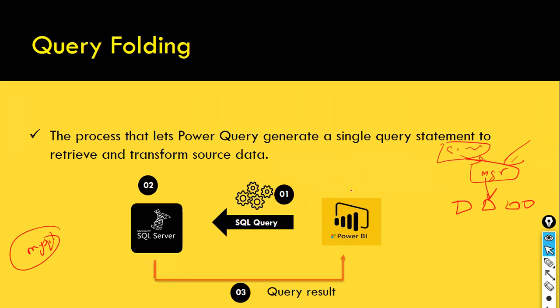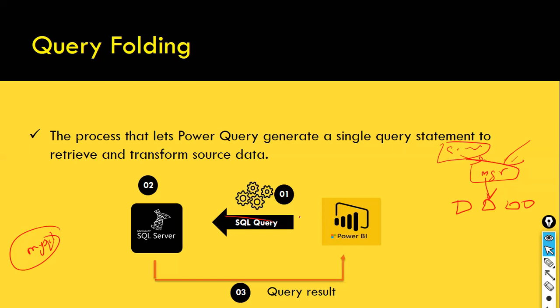Let's say you want to do some kind of data transformation. You go to the Power Query Editor. You want to combine two queries using left join, right join. Whatever transformation you do, for the corresponding transformation, the Power Query Editor smartly generates the query and sends the query to your SQL Server.